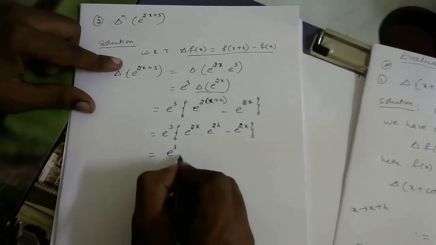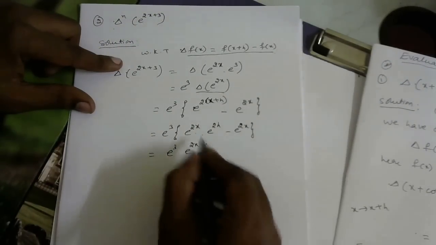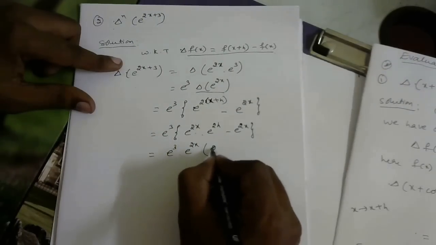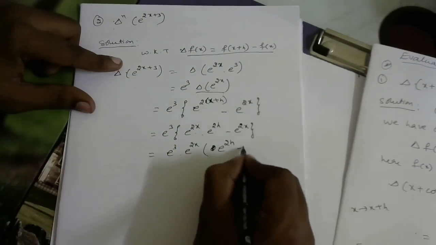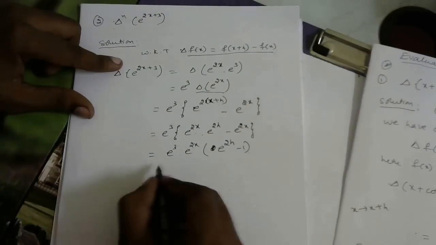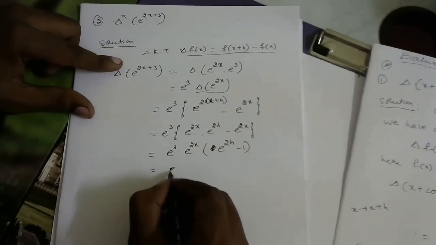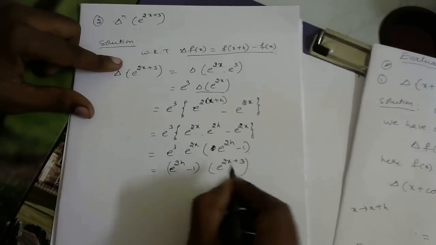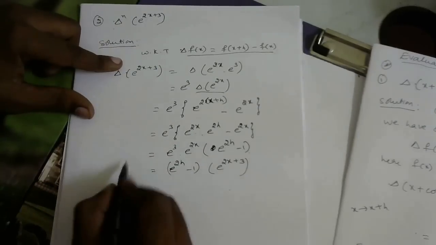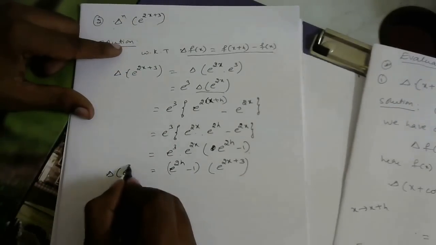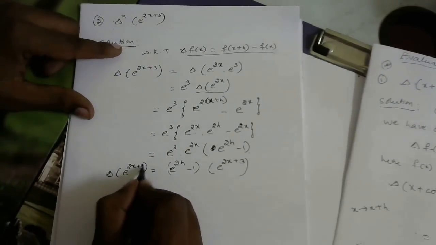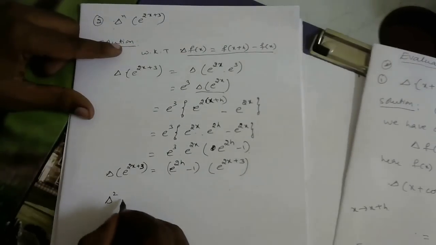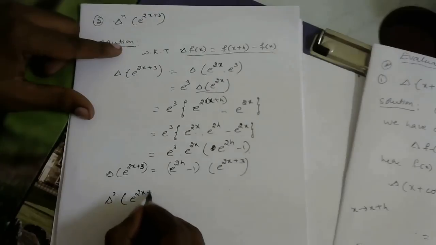So e to the power of 3 into e to the power of 2x, what do you get? e to the power of 2h minus 1. So this can be written as e to the power of 2h minus 1 into e to the power of 2x plus 3. You can add the powers. So this is for delta into e to the power of 2x plus 3. Now I'll go for delta square: delta square into e to the power of 2x plus 3.